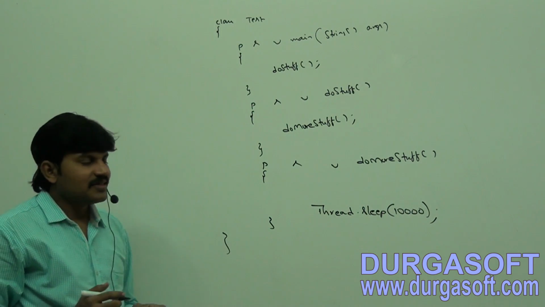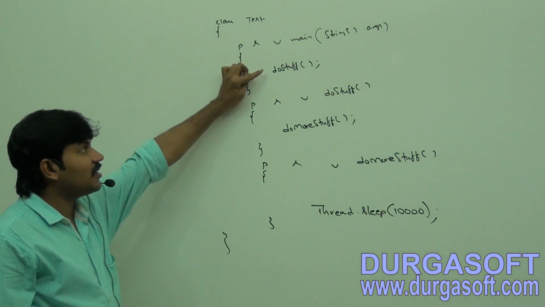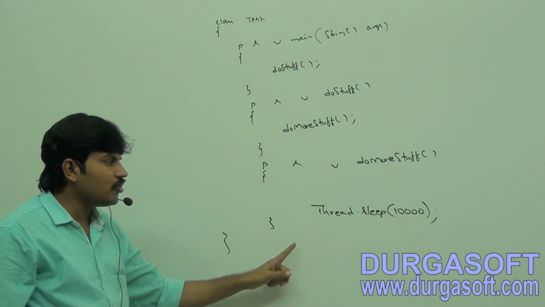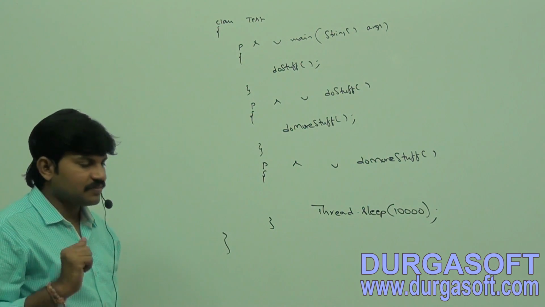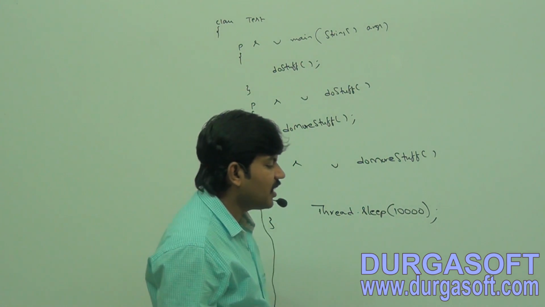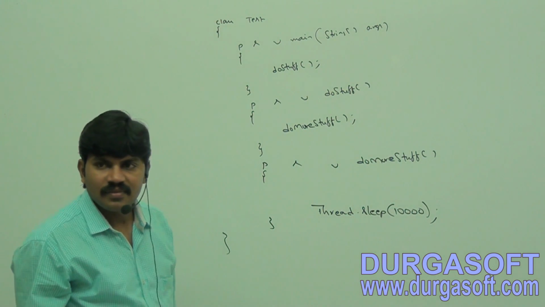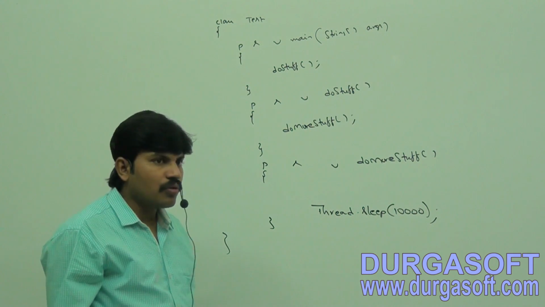Are you getting? Sir, here observe. The main method calls doStuff. doStuff calls doMoreStuff. Within doMoreStuff, Thread.sleep is there. Now I will ask the compiler, can you please compile? Can you tell if the code is going to compile or not?